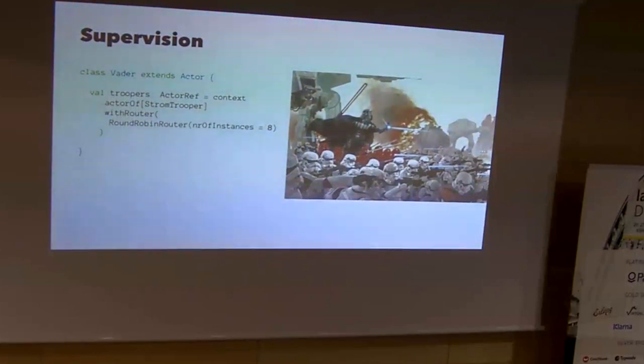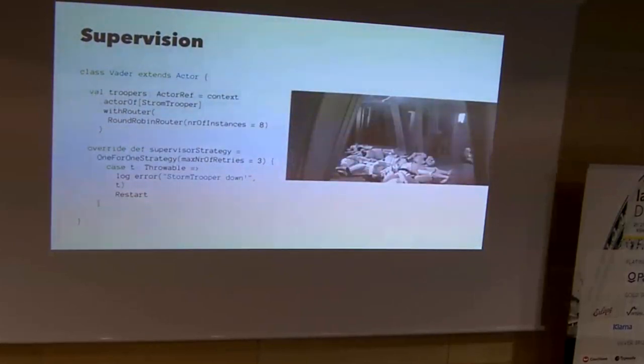And then a very essential part of the supervision concept. The first part is how we define the hierarchy. The second part now is what we do if a stormtrooper has a problem because he found some Jedi Knights on the way. Well, we define a supervision strategy, it's called. The supervision strategy is there to declare the behavior of a supervisor in case something goes wrong with one of their kids. So here we have a one-for-one strategy.